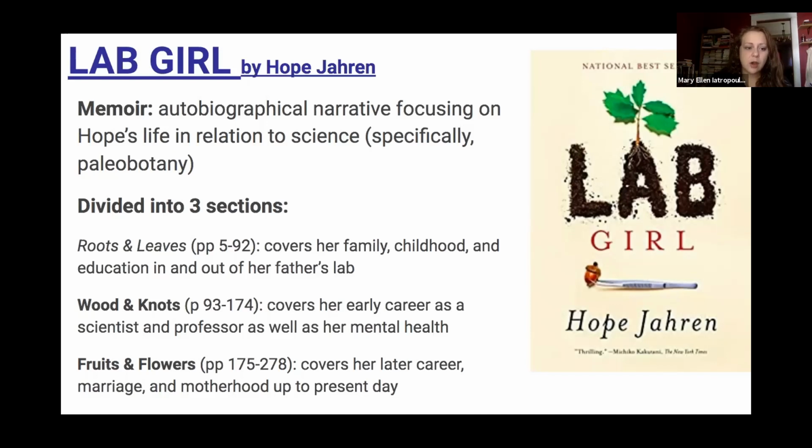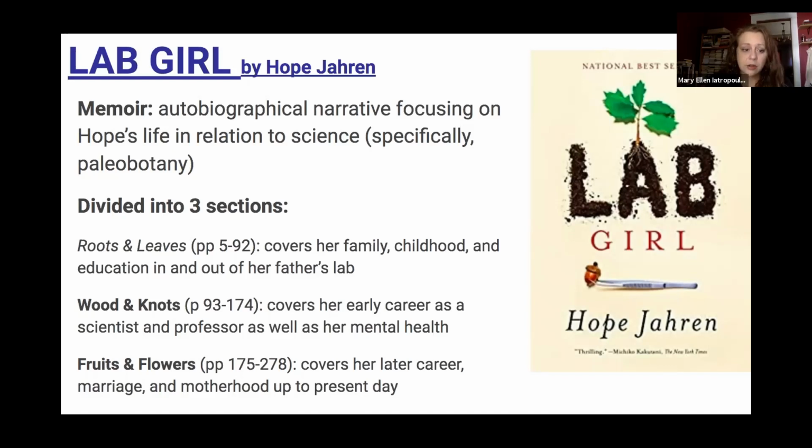The first section is called Roots and Leaves, and that really is kind of the early years. It covers her childhood, her introduction to the world of science, her early memories of being inside her father's laboratory, her first experiences being a woman entering the world of science and encountering some specific challenges and hardships there.